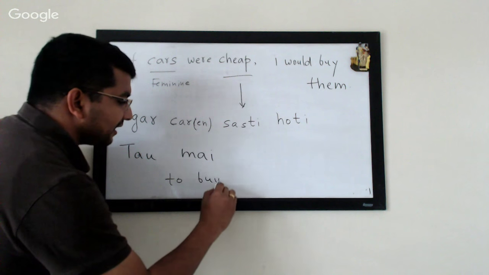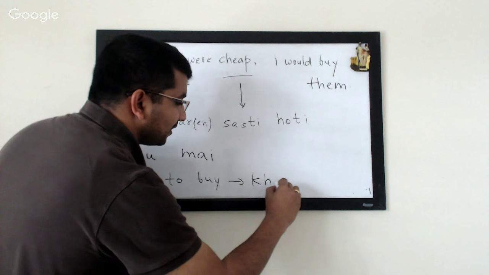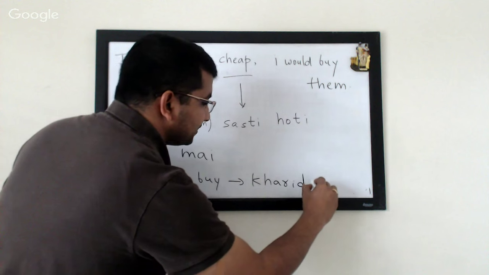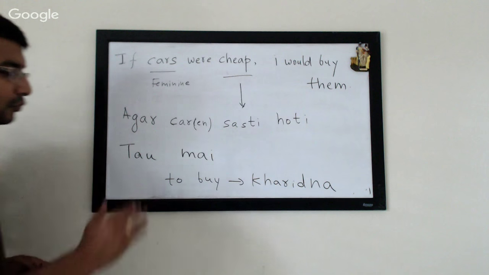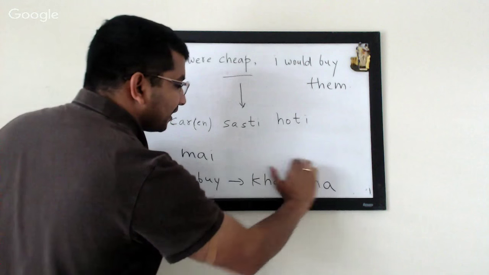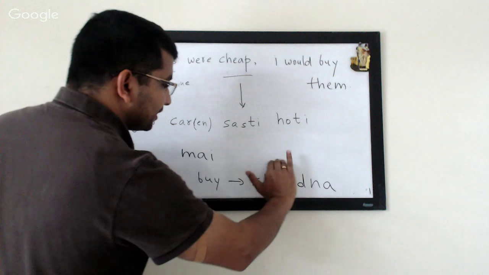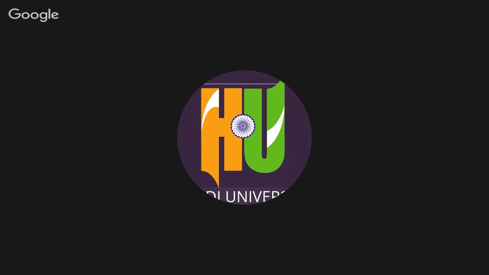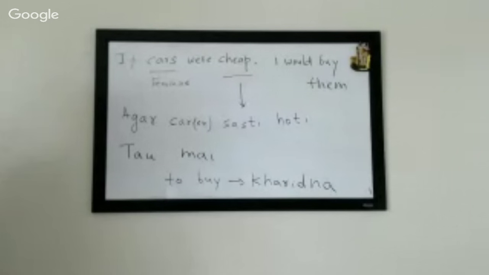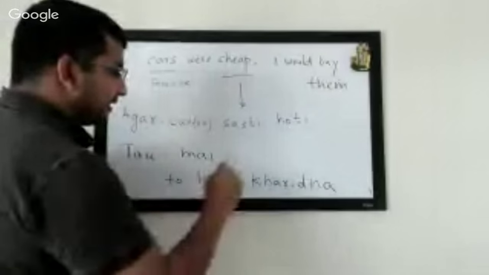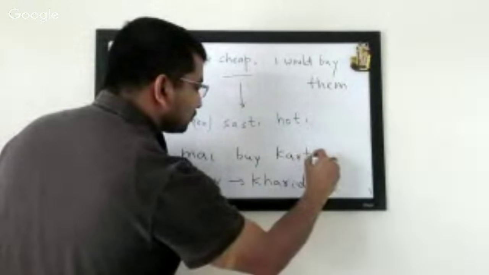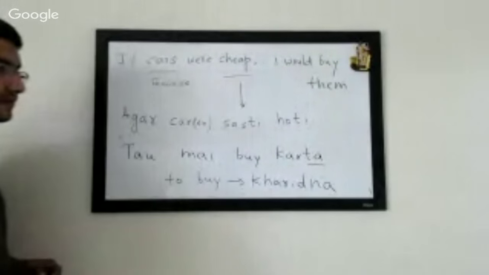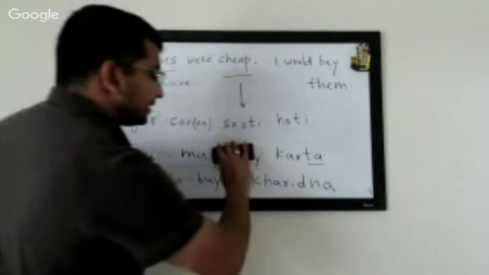to buy is खरीदना. खरीदना. I want to correct one thing. Most of you are using, मैं खरीदना. You don't use it. You think of it as present indefinite tense. You don't use na at the end. You use ta or ti, right? So you say मैं, either you say मैं buy करता. So you're using ta here, okay? Or मैं buy करती, right?